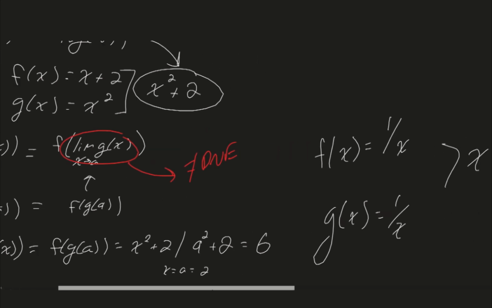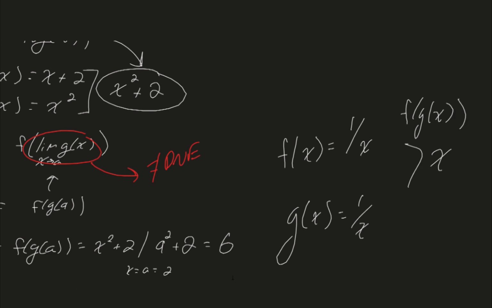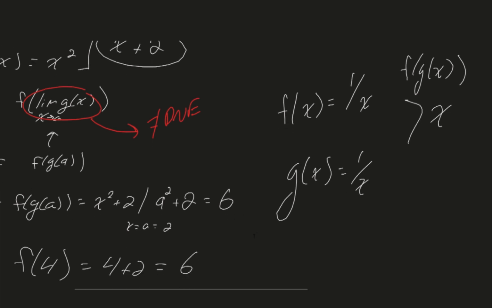If our f of x is 1 over x and our g of x is 1 over x, the composition f of g of x is going to be equal to x. Now, if we were to take the limits of these as x approaches 0, we'd see that the limits of f of x and g of x as x approaches 0 both do not exist. But if we do the composition first, the limit as x approaches 0 of x is going to be 0.